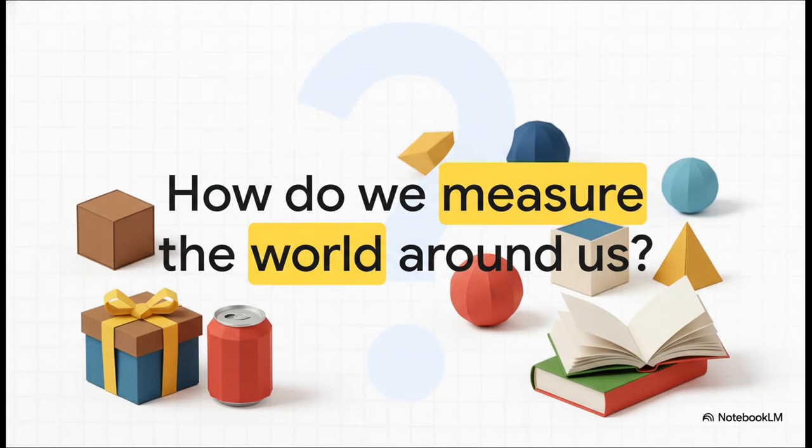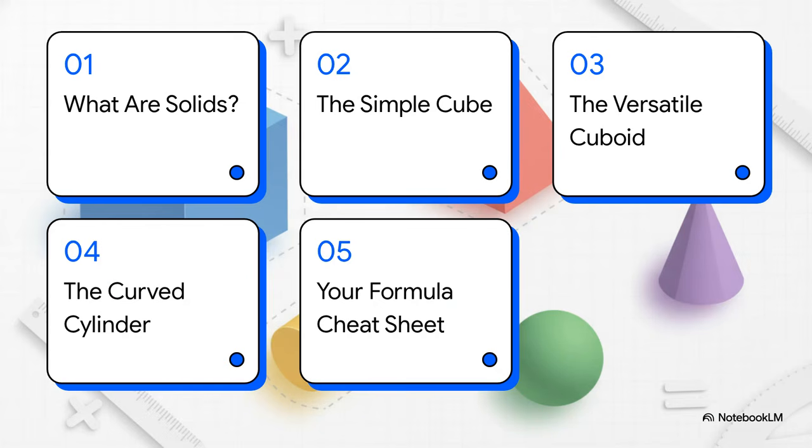That gift you need to wrap, the soda can sitting on your desk, even a book. They're all 3D objects, or solids, and they all have these two key properties that we can measure with some surprisingly simple and elegant formulas. So here's what we're going to do in this explainer. We're going to start with what solids even are, then we'll break down 3 of the most fundamental shapes one by one. And don't worry, we'll finish with a super useful cheat sheet that puts it all together for you.